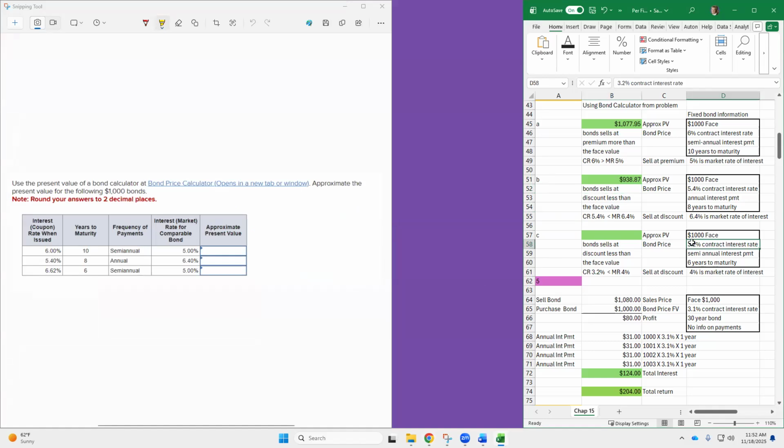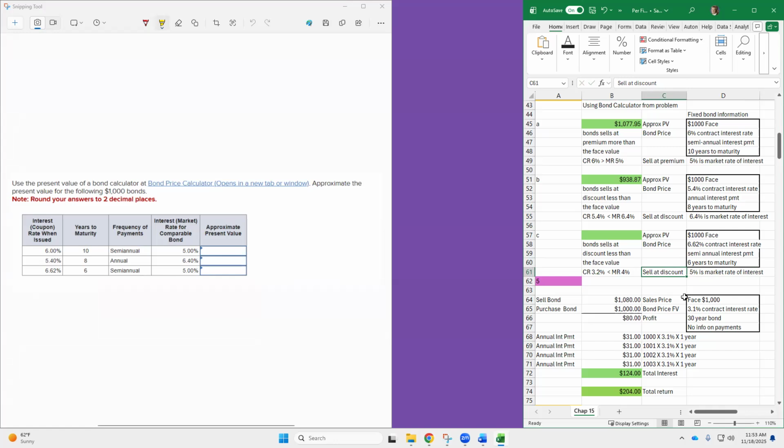6.62 is the contract rate. 6.62. And its maturity date is 6 years into the future. And the market rate is 5%. Okay, this is going to sell at what? If our contract rate pays better than the interest in the market, what's our bond going to sell for? Anybody? It's going to sell for a premium.